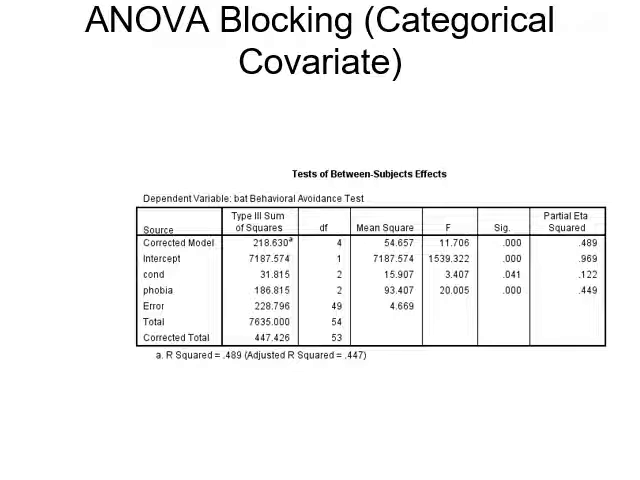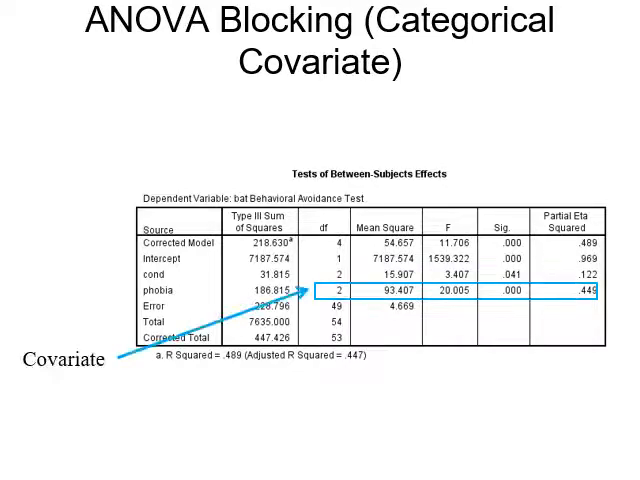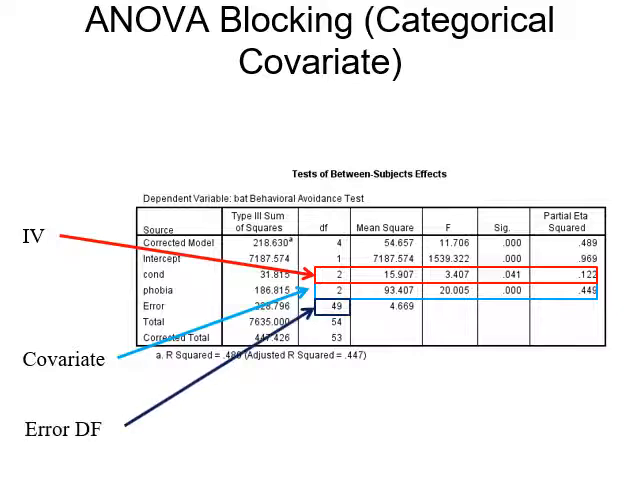Now we're going to get our test of between subjects effects. And we're going to see our covariate, phobia, listed right here. How much variance is it accounting for? It is significant. It's accounting for a fair amount of actual variance in our outcome. We're also going to see our independent variable, and it is significant in this particular case, and then our error term.